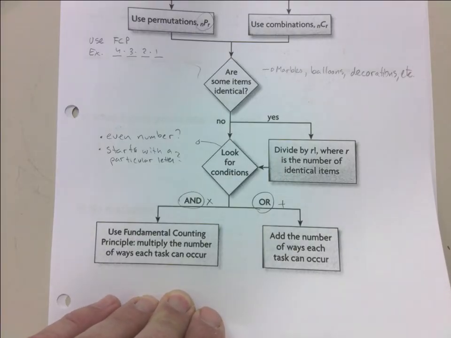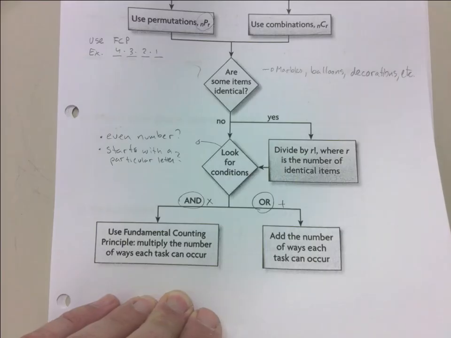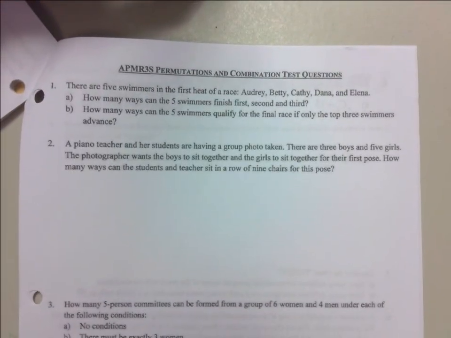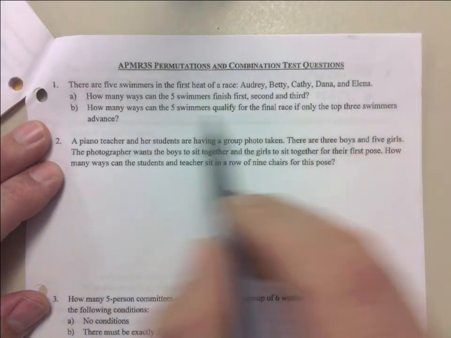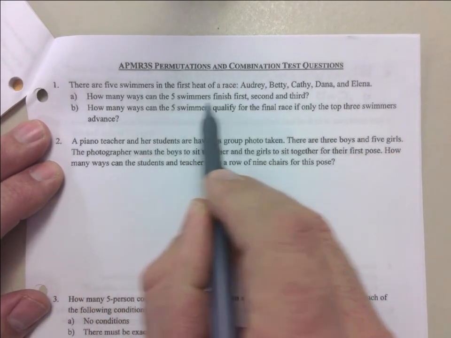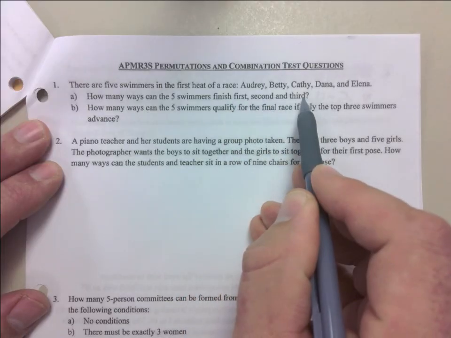All right, let's go to 62. I will have some permutations, but I will camp on combinations today for the most part. So let's go to 62. Were we okay with one? There are 5 swimmers in the first heat of a race. There they are. How many ways can swimmers finish first, second, and third?